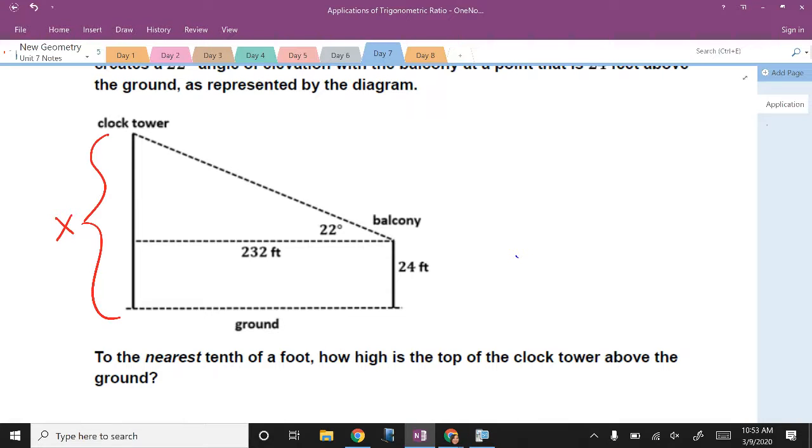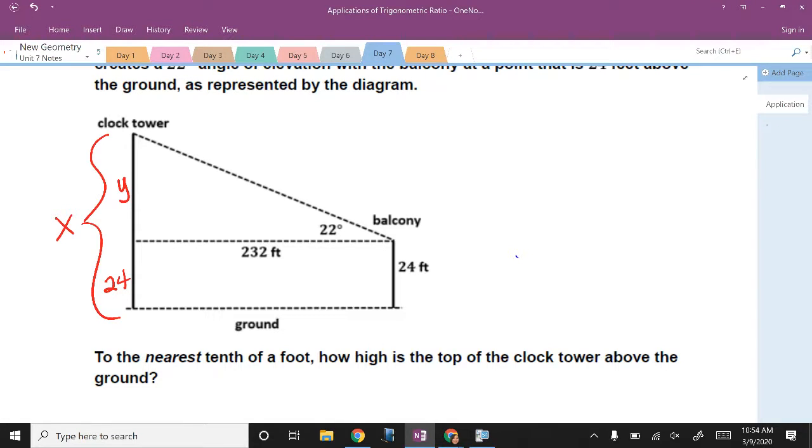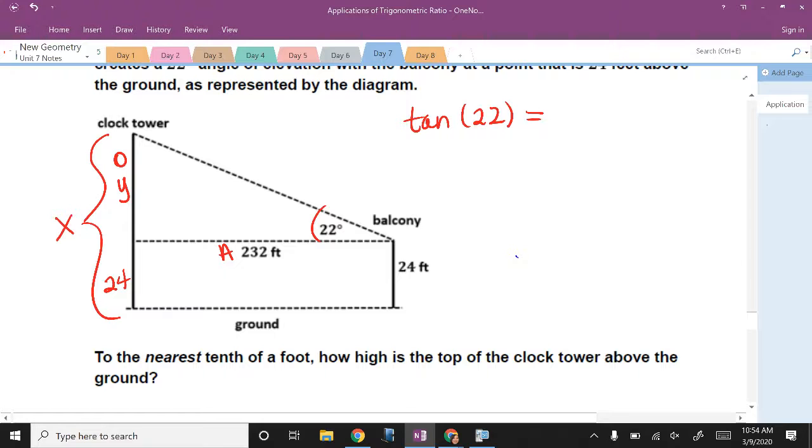How can we do that? Game plan. You can find the height of it that's above the balcony, and that's one. Very good. Because see, this 24 feet is the same as this 24 feet over here, right? Because we know those are two horizontal lines. So that's going to make a rectangle, right? So what we just need to do is find this height and add it with 24. Does that make sense? Okay. So how are we going to find that height? Sine, cosine, or tangent? Tangent, because this is opposite and this is adjacent from this angle. So tangent of 22 degrees equals what?